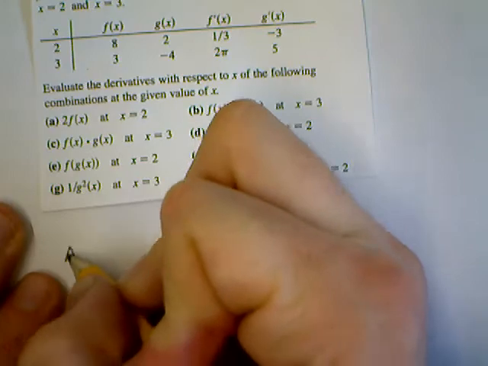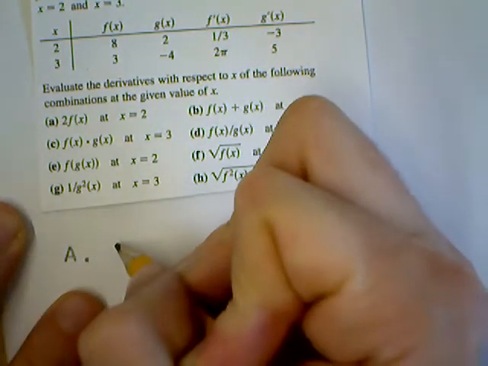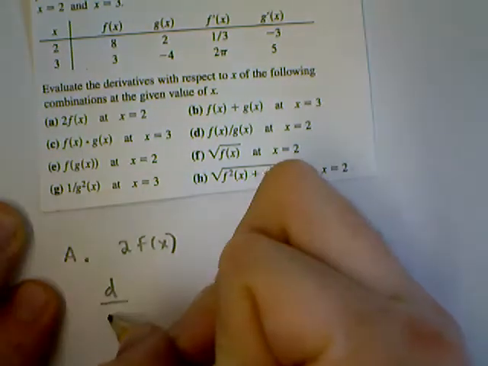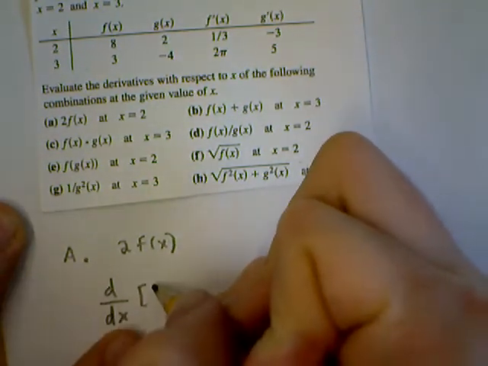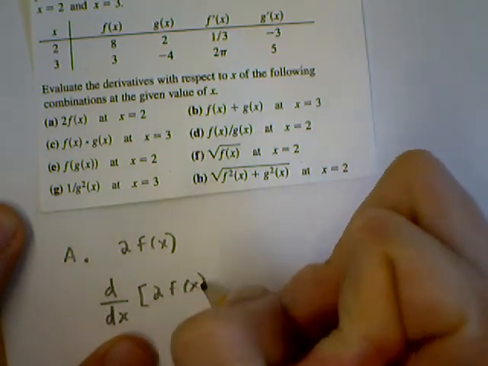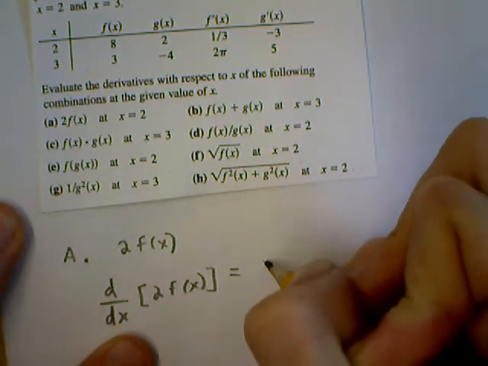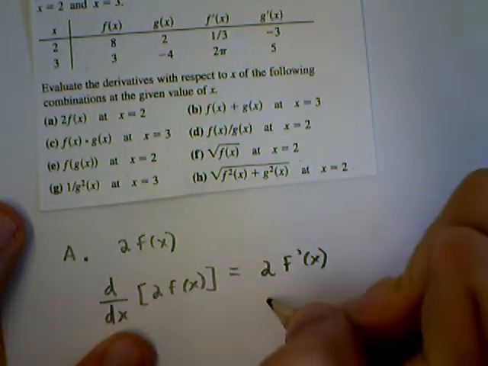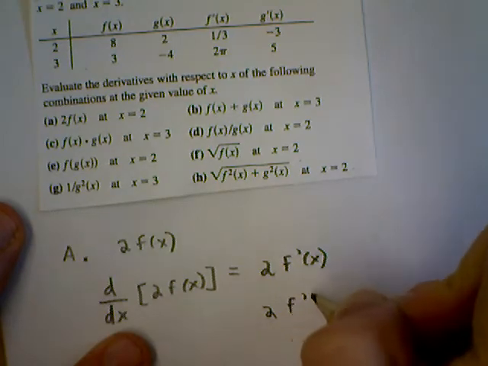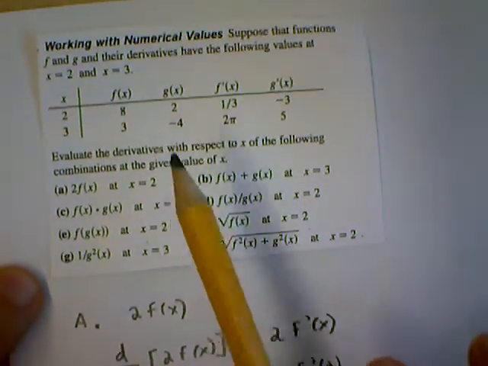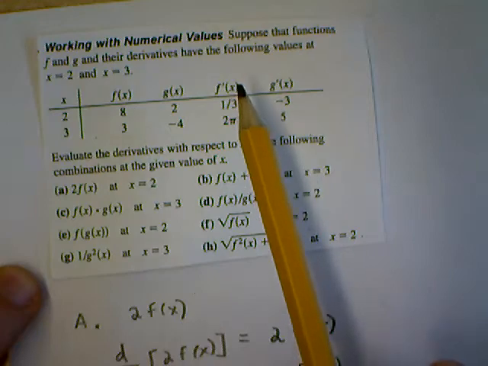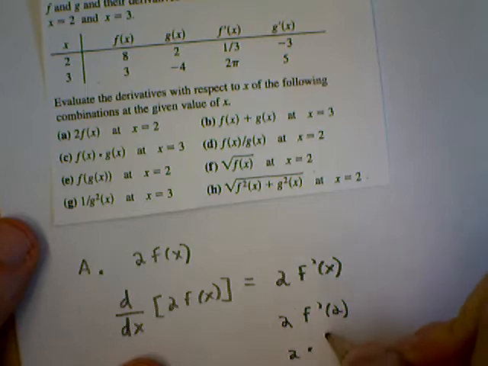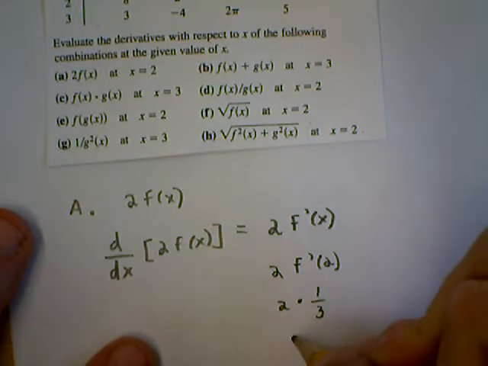All right. For letter A, we have 2 times f of x. When I take the derivative with respect to x, I get 2 times f prime of x. Plug in 2. F prime of 2 is 1/3, and I get 2/3.